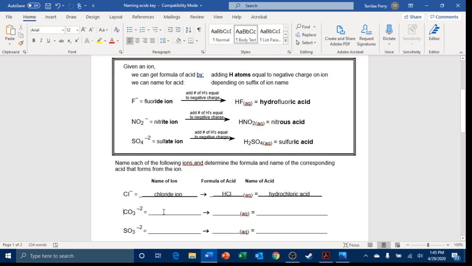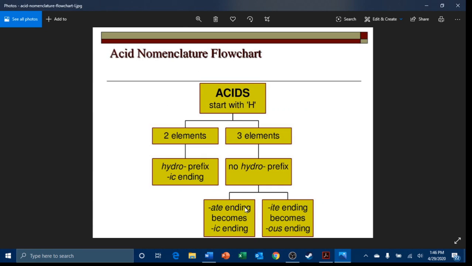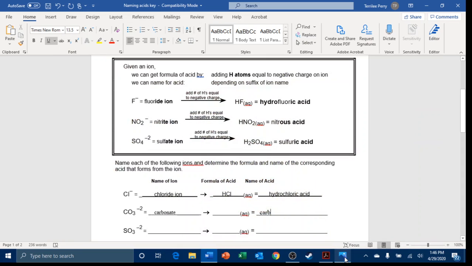This is carbonate. All right, so we're going to type in carbonate, and there is no hydro, so we're going to go with carbon and go back over here and see that it's an ate, so it ends with ic, so it's carbonic acid. Okay, so that's how you're going to name this one.